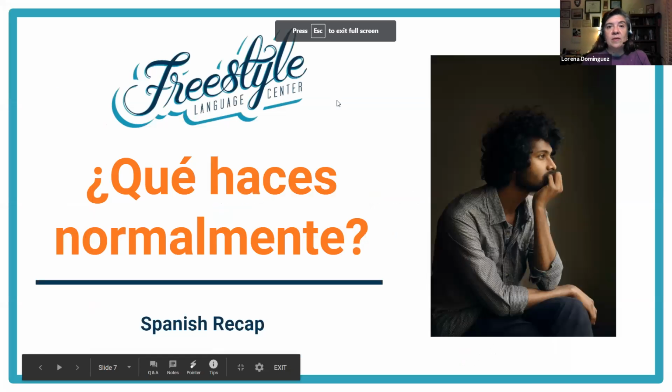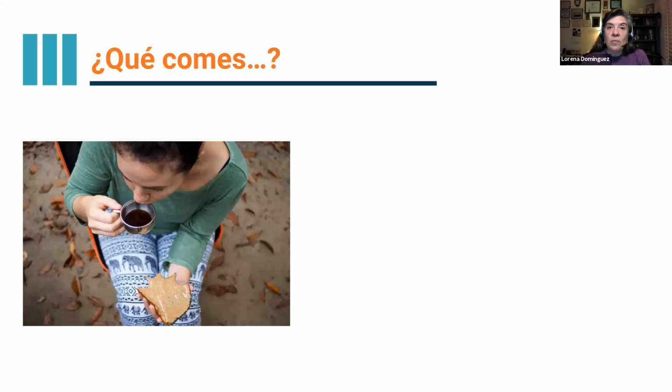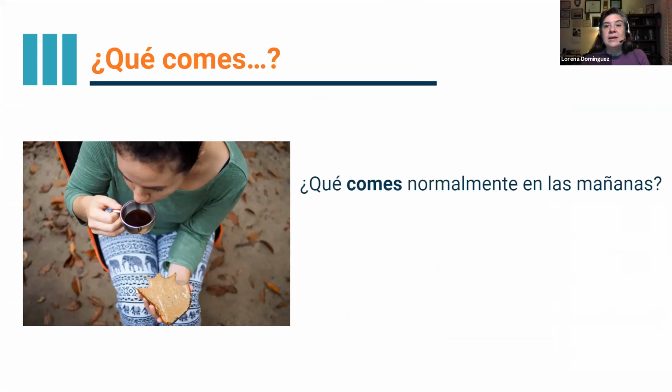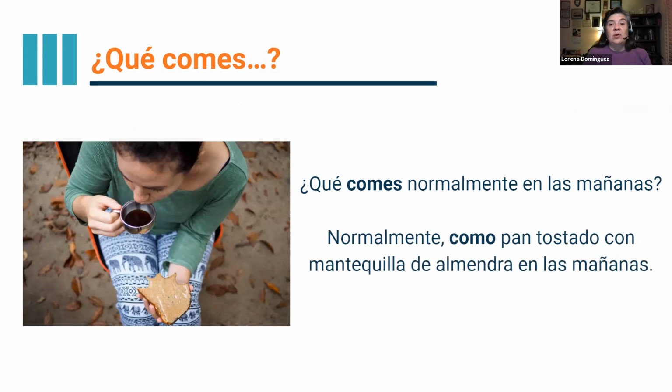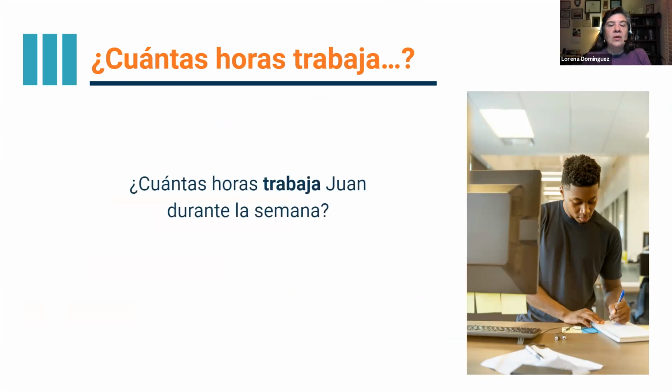Tenemos entonces estas preguntas. Vamos a practicar español. ¿Qué haces normalmente? ¿Qué comes? Por ejemplo, ¿qué comes normalmente en las mañanas? Tú puedes decir, normalmente como pan tostado con mantequilla de almendra en las mañanas. Y también tomo café. Observe the verbs, yes. Mira, fíjate en los verbos.